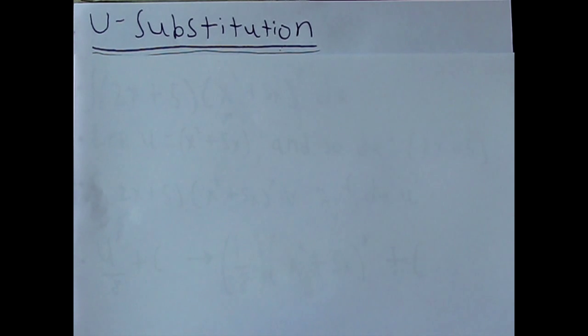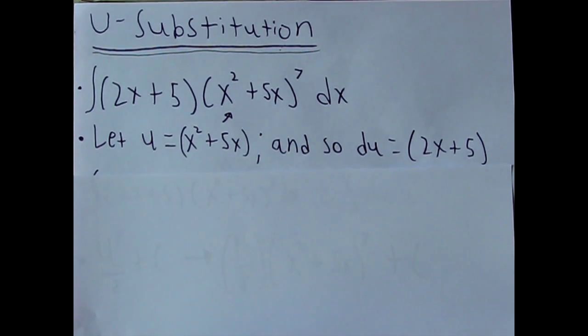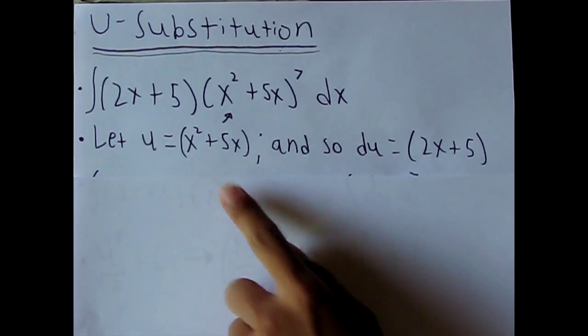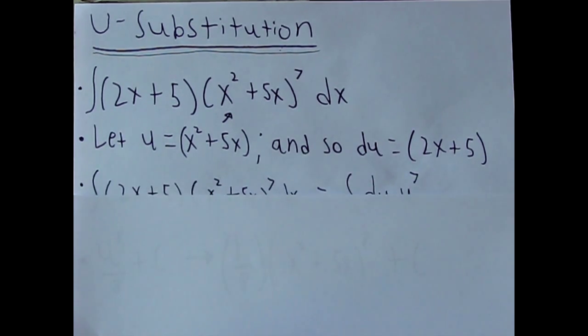U substitution is a method for finding integrals by substituting complex terms for a simpler variable. So in this example, we have the integral of 2x plus 5 times the quantity x squared plus 5x to the 7th dx. And so we're going to let u equal x squared plus 5x, and so du is going to be equal to 2x plus 5. And whatever we set u as, du must be in the original integral. So here we have u, here we have du, which is the derivative of x squared plus 5x.